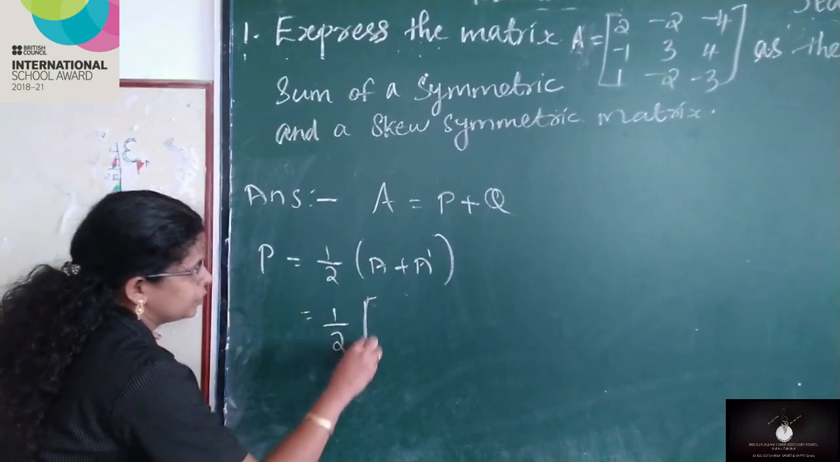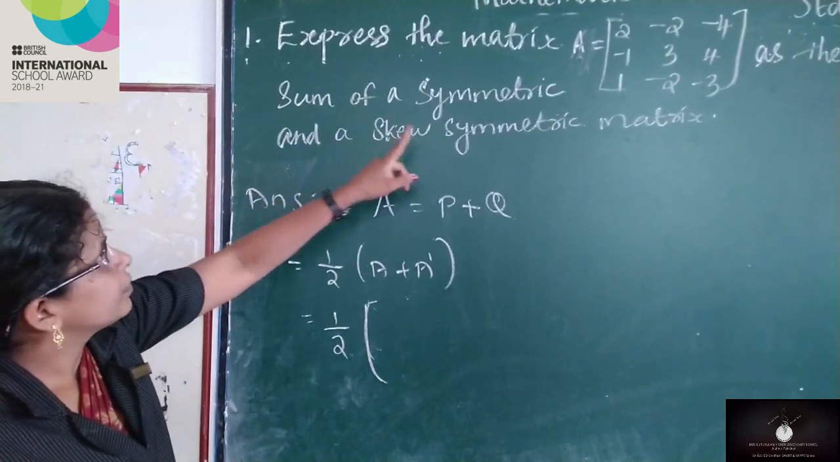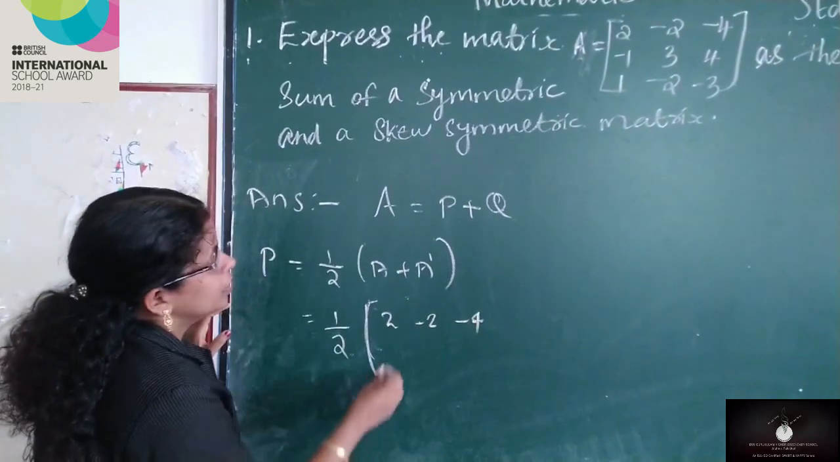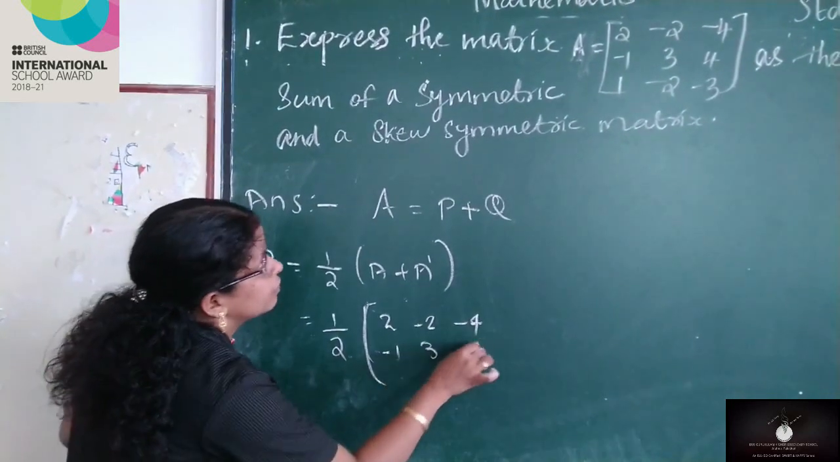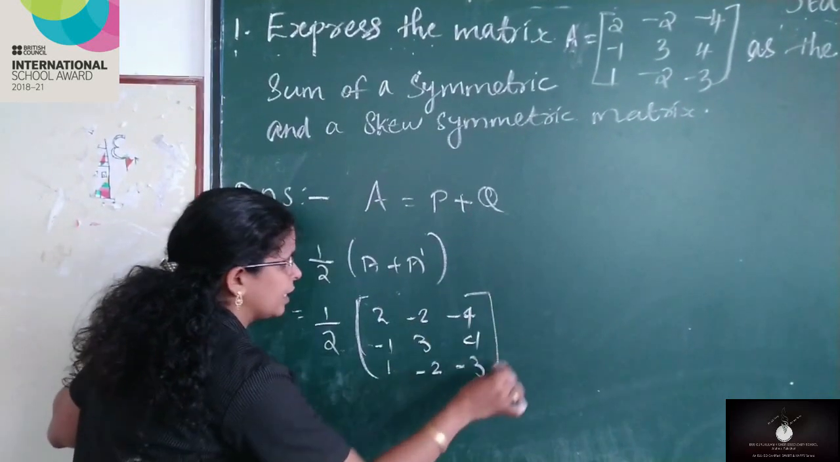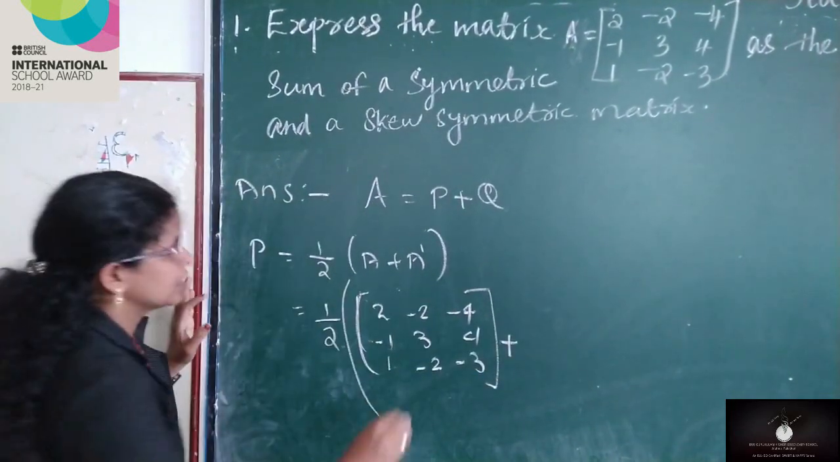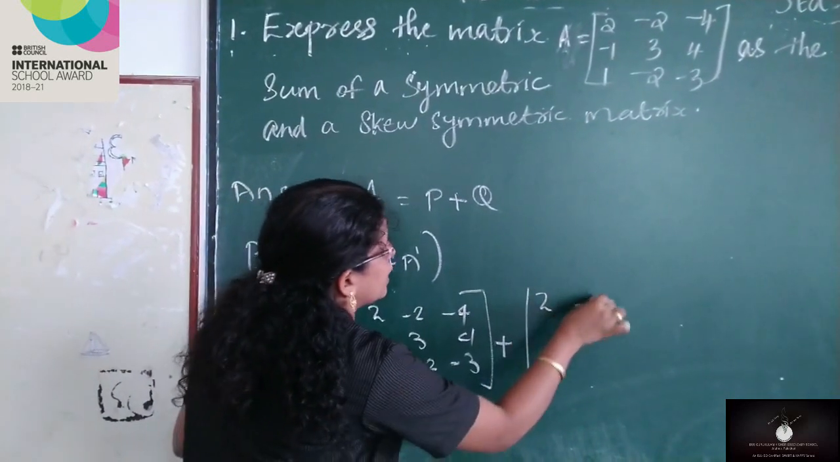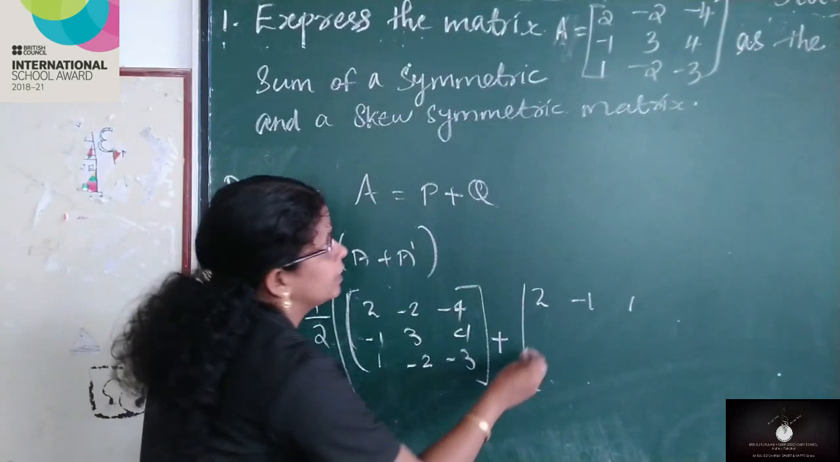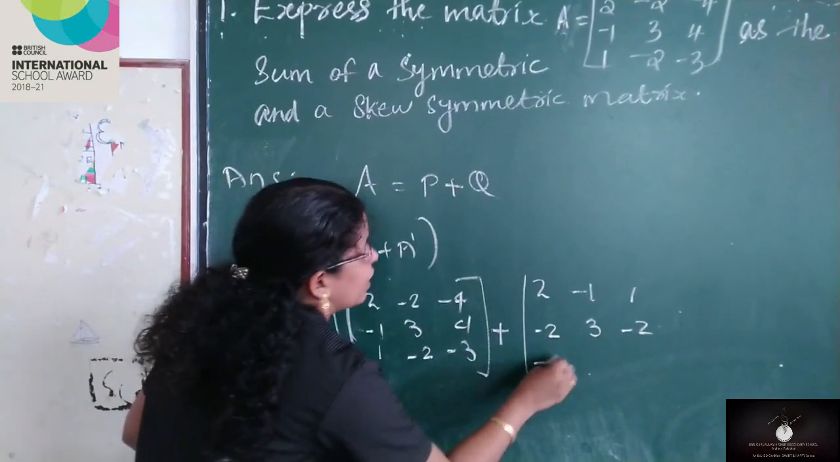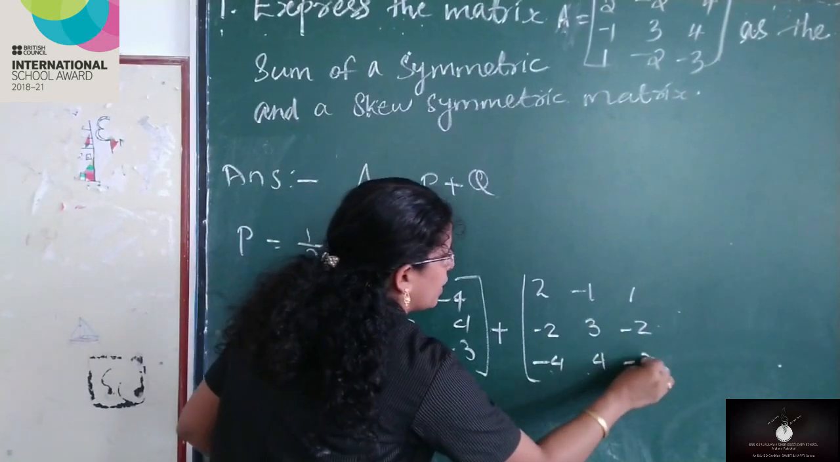So A is equal to the matrix 2, minus 2, minus 4, minus 1, 3, 4, 1, minus 2, minus 3. This is A plus A transpose. A transpose is equal to the matrix 2, minus 1, 1, then minus 2, 3, minus 2, then minus 4, 4, minus 3.